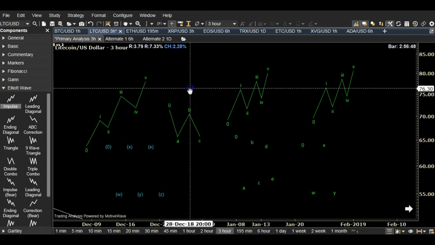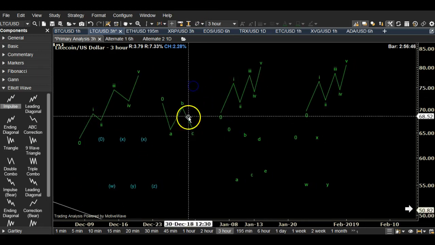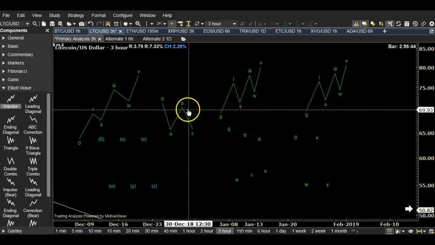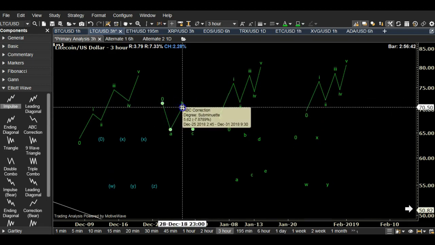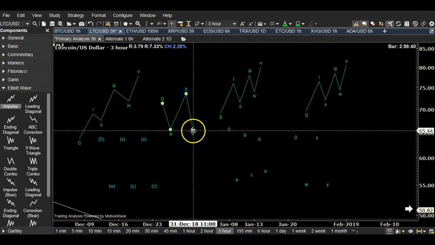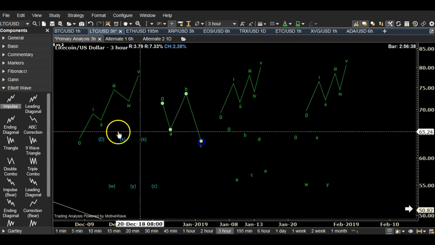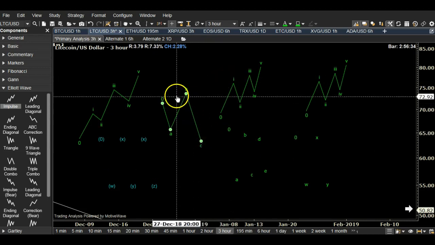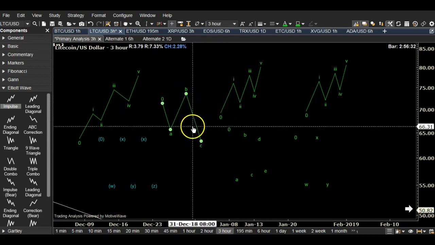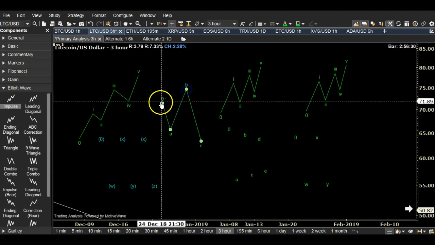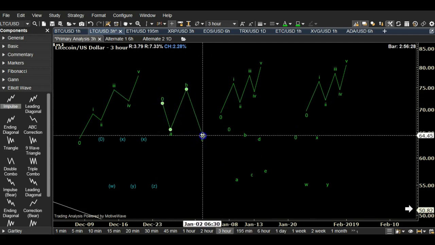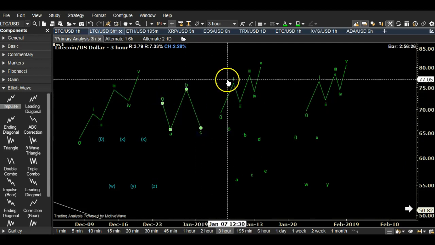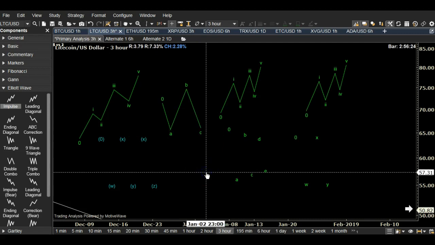Another variation of this is the expanded flat, where wave B goes up and wave C comes down, right? And then you go up. You can start going up from here, or you have a running flat, where wave B goes beyond the origin of this wave, but then wave C only comes down, and then you go up. And this stuff happens in bear markets and in bull markets.